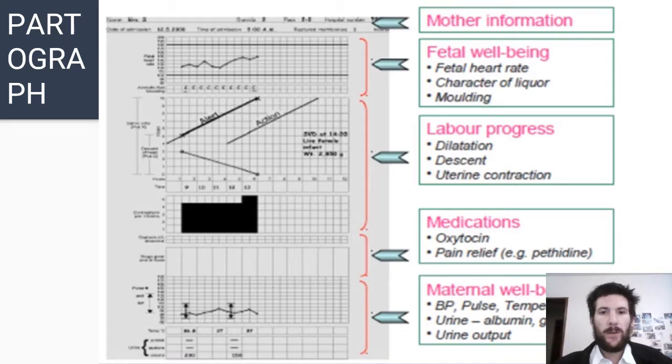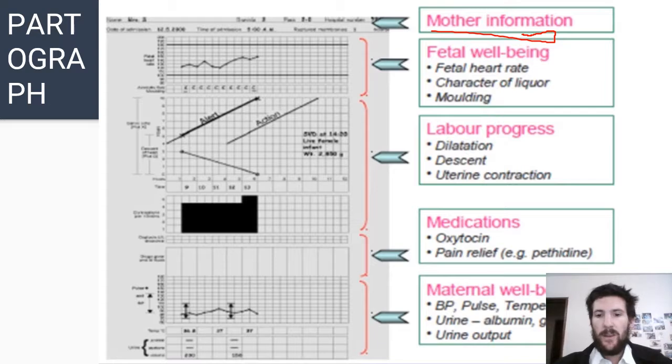So here we have the partograph. The partograph has 5 parts, but there are 3 principal parts. The other things are very easy. Okay? The first is the mother information, where you fill in all the things: the ID number, the age, the parity, the gestation, all those things. And you fill it only one time.